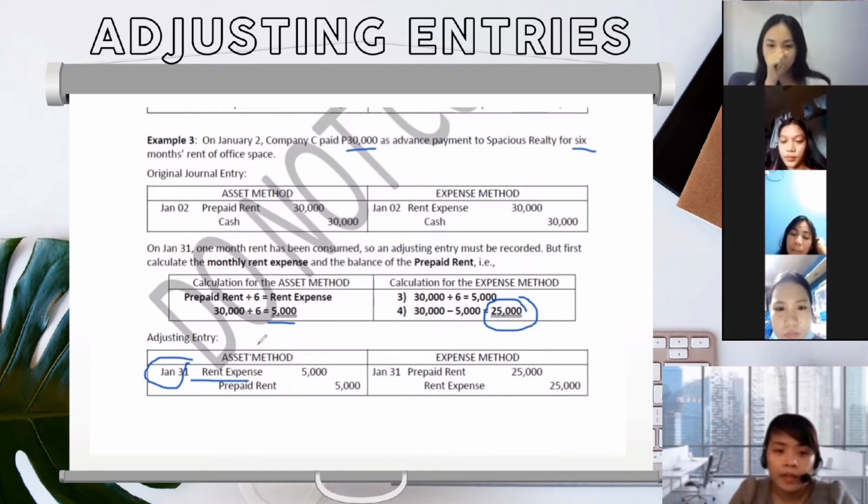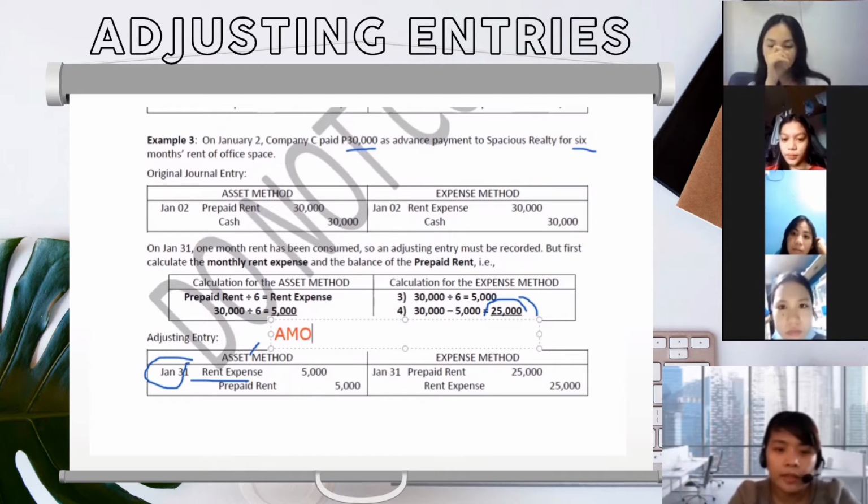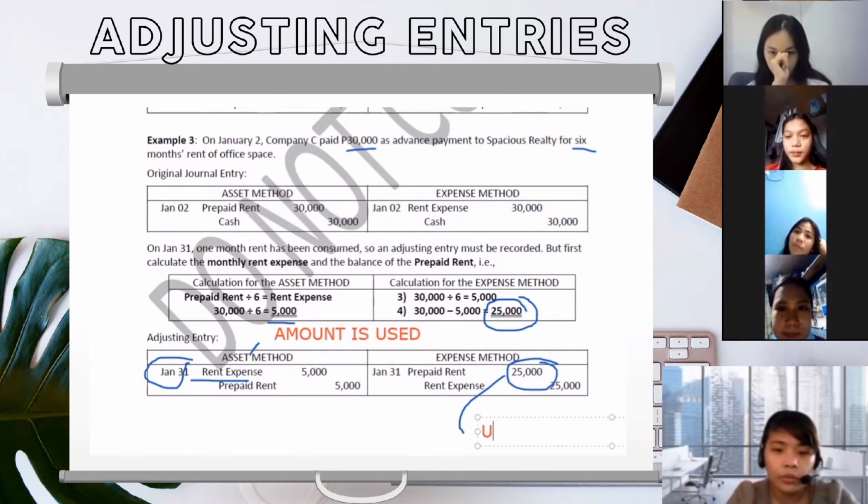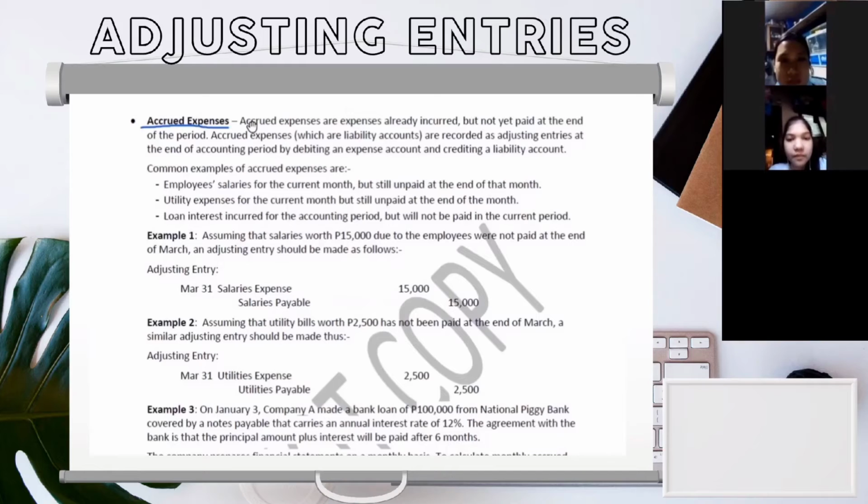Ilalagay ko dito, asset method, ang amount is used, right? And then the expense method naman, okay? This amount is unused, okay?